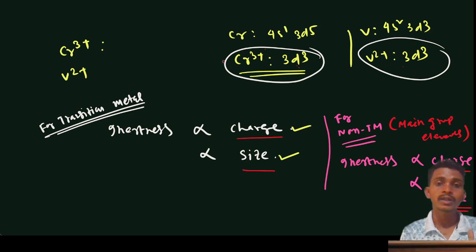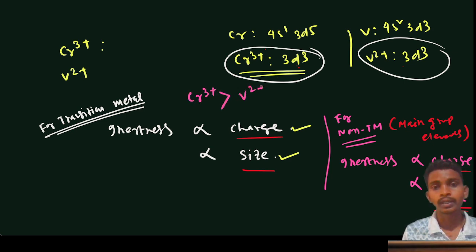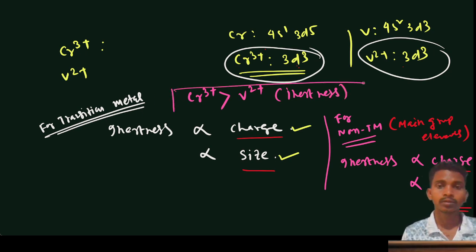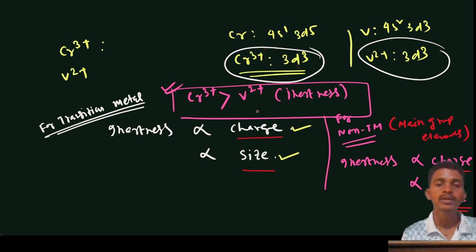In that case, if the electron configuration is the same, then we will look at charge and size. If charge is high, then it is more inert. It means Cr3 plus will be more inert than vanadium 2 plus. Okay, so we can compare by looking at charge and size.